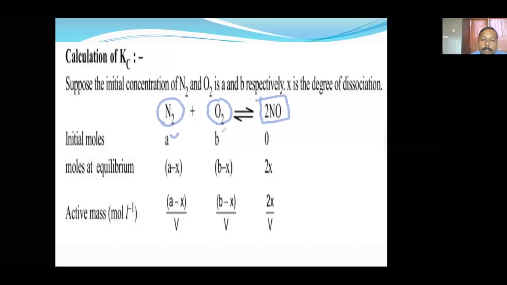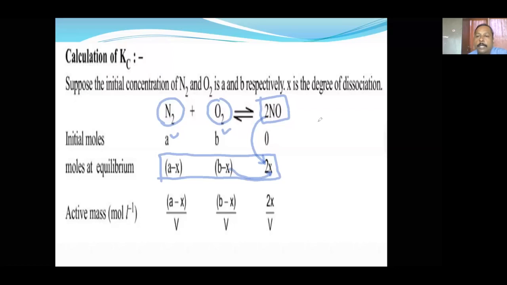So A moles, B moles gives 0 moles. So A minus X and B minus X. Here this coefficient plays a vital role. And X moles are consumed and X moles will be produced. So very important information: people forget to divide with the volume, thinking that it will not affect.